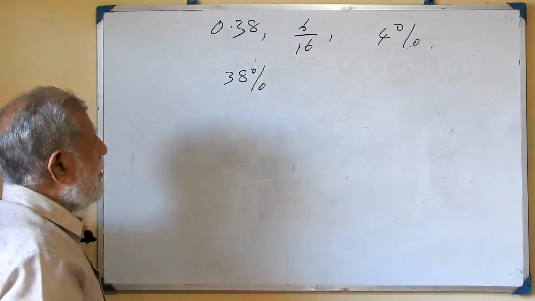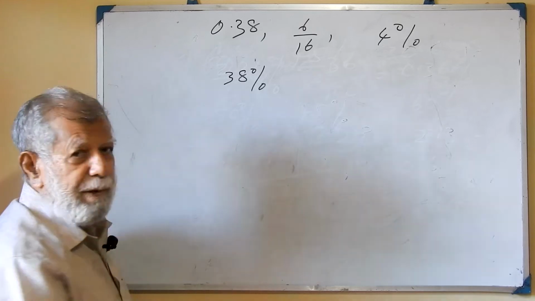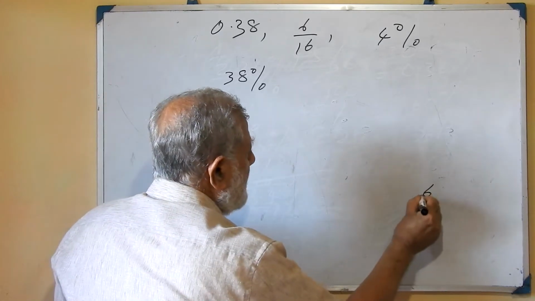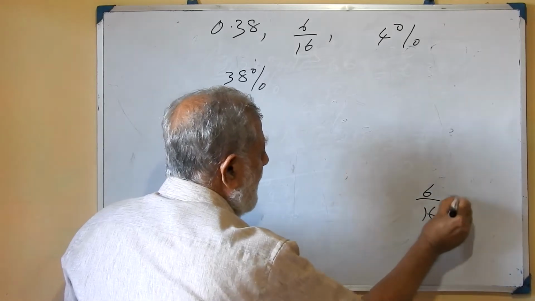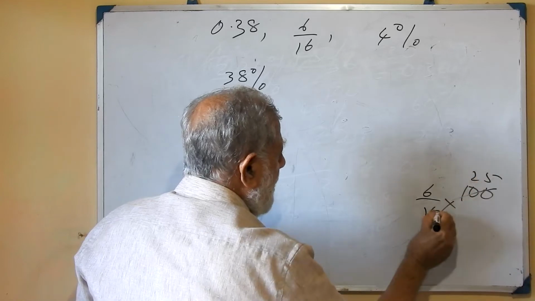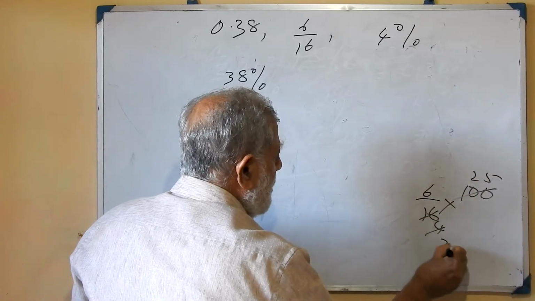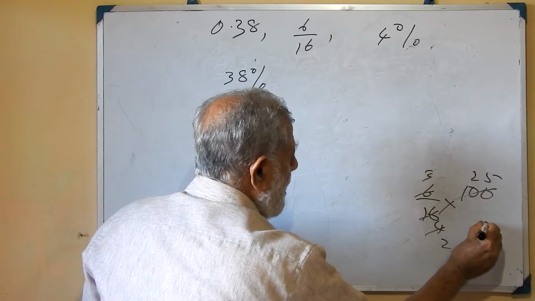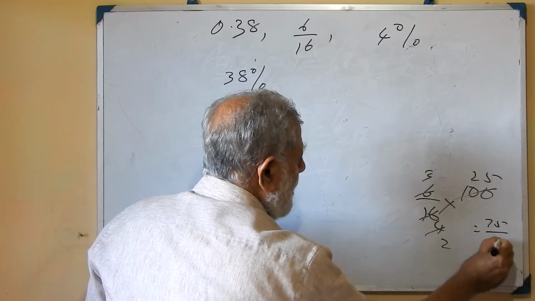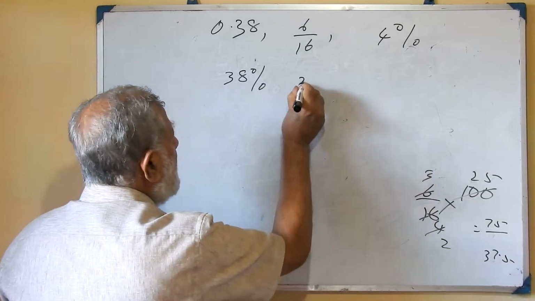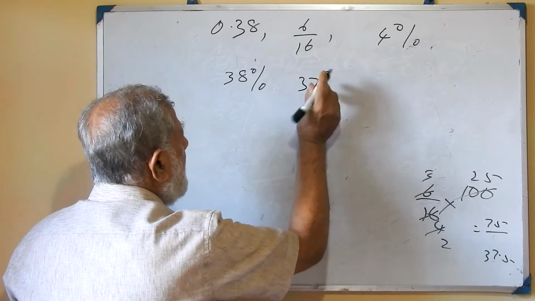6 upon 16, how do we convert to percentage? We know that fraction to percentage means we just multiply by 100. So 6 upon 16 into 100. So multiply by 4, 25, 4. Then 2, 3. That is equal to 75 upon 2, which is equal to 37.5. So this is equal to 37.5%.